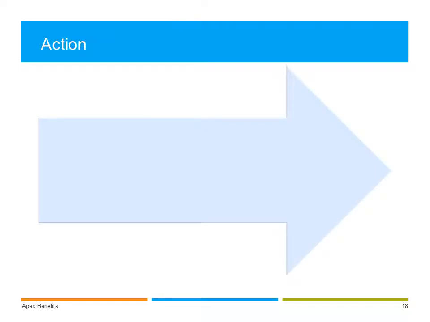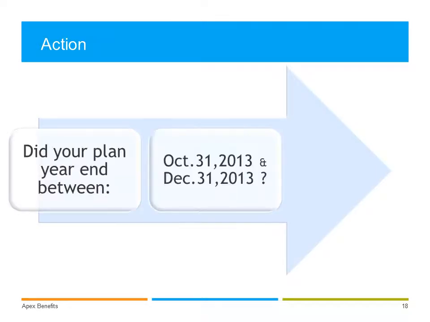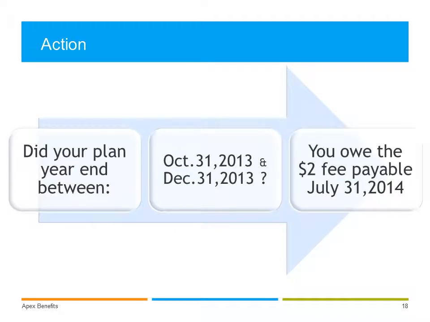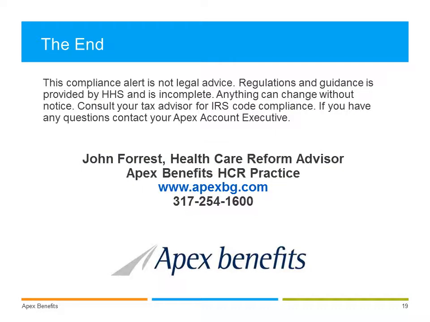Or, did your plan year end between October 31st of last year and December 31st, in which case you will owe a $2 fee times all the covered persons on your plan, and that again will be payable this summer, July 31st, 2014. That concludes our short webinar and compliance alert.